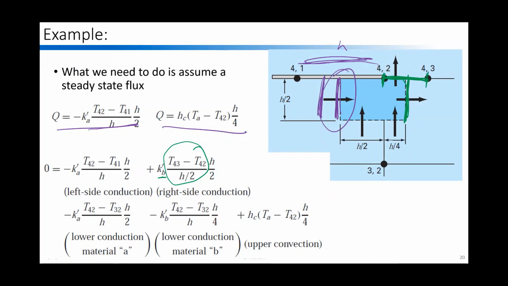And then H over 2. So even though this distance is smaller, so this is H over 2, right? This distance was smaller than the 4,1 to 4,2, right? So that's why we have that H over 2. That area, that height through which the heat is flowing, is the same size. So that's the right-hand side.